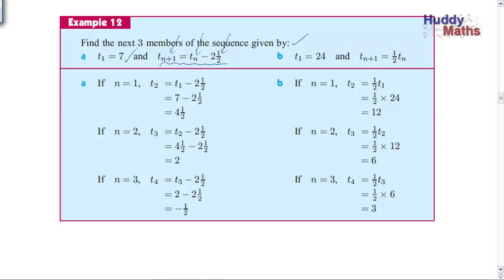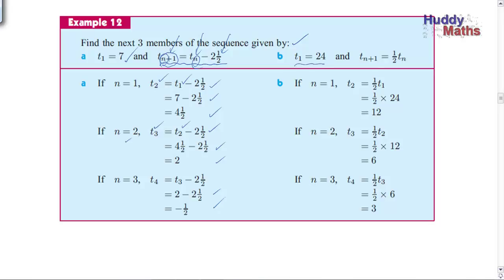So if you start with n is 1, you'll be able to put 1 in there, so that'll be t2 equals t1, take 2.5. So you can think of that as mechanically substituting in n in this position and here, or you can think of it as n plus 1 term is a term and nth term is the one before it. Probably more universal that way. So 7 take 2.5 is 4.5. And then if n is 2, go to the next term, t3 will be t2 minus 2.5. And therefore you're going to take 2.5 off each time. Do you get the idea? You're building it from a recursion model.